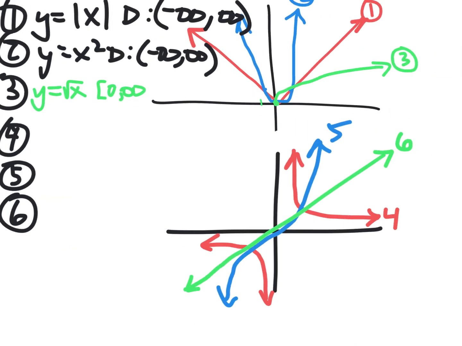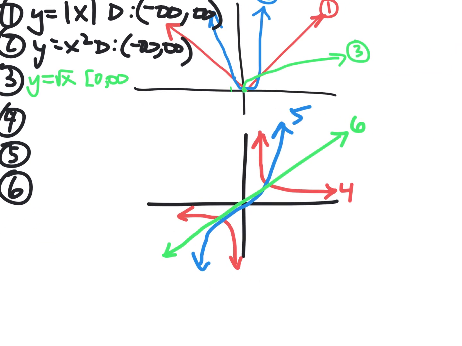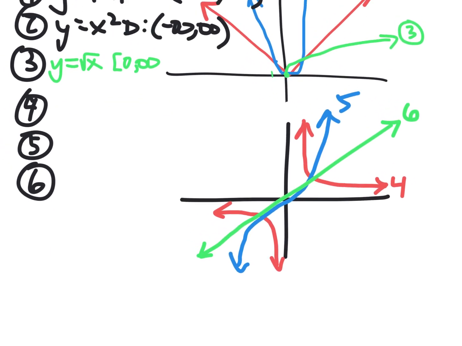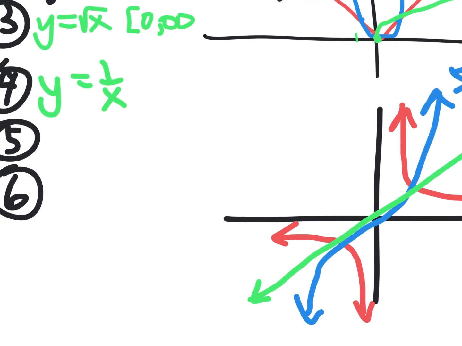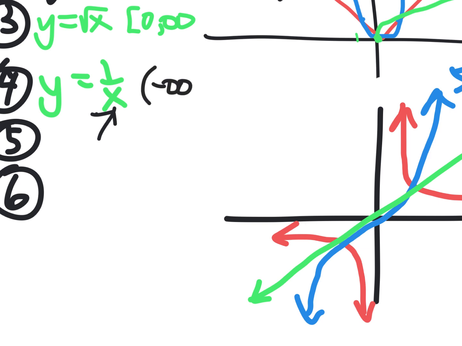Number 4 was the red one down here, which is the 1 over x function. And if you just look at its equation, you could see x can't be 0. Look at that. See how you can't let x be 0? So you should have said it goes from negative infinity, and then it can't be 0, though. And then it starts again at 0, but it can't be 0, parentheses on the 0, to infinity.